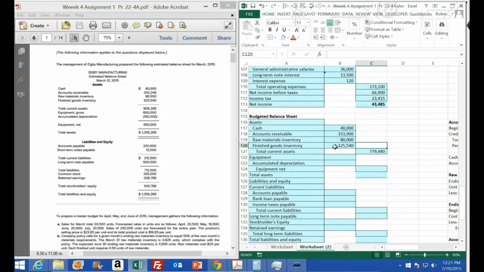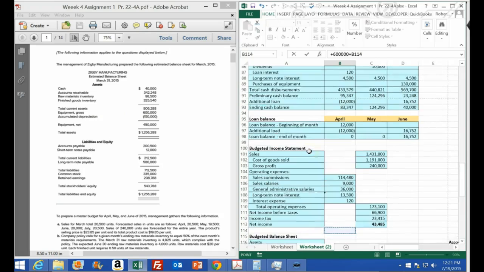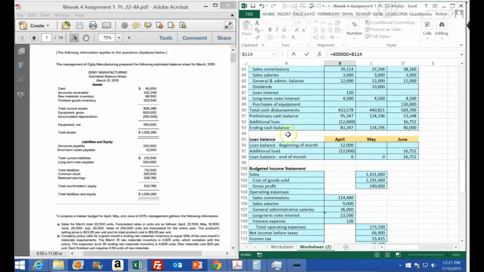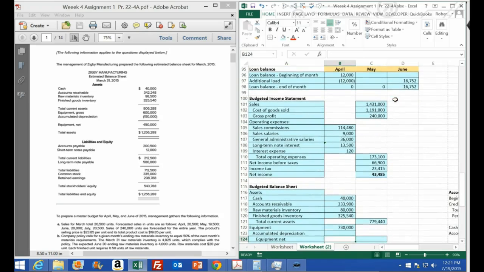Then we have the equipment. So the equipment, we said we purchased another. So we started out with equipment of 600. And then we purchased equipment of our cash, the 130. And that'll bring us up to the 205.